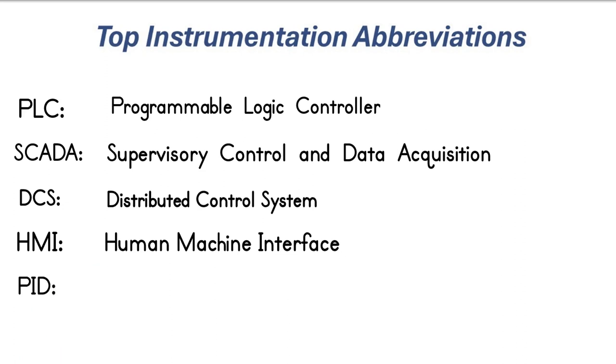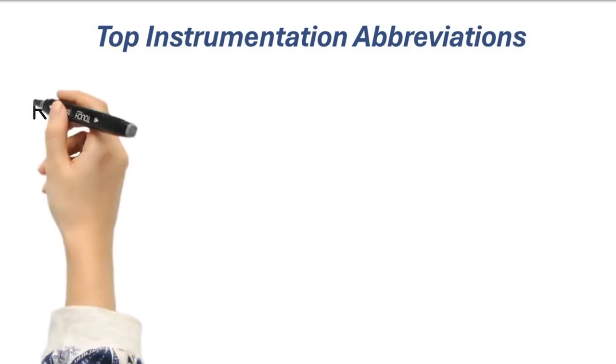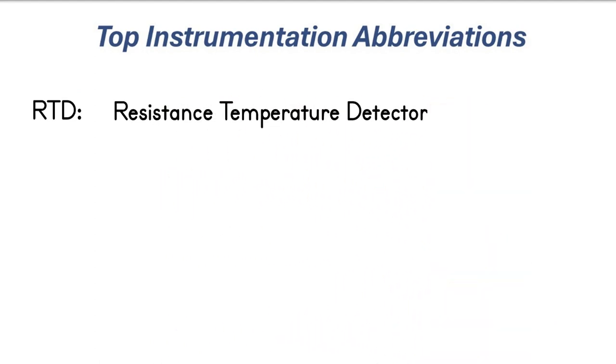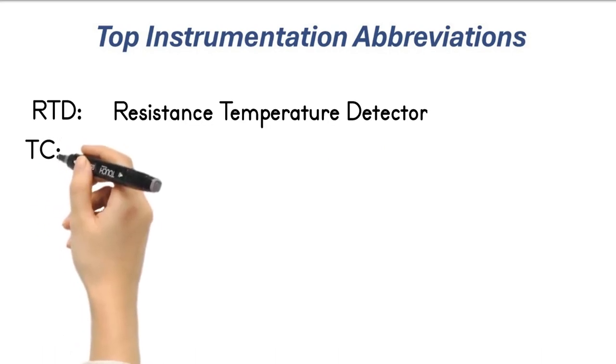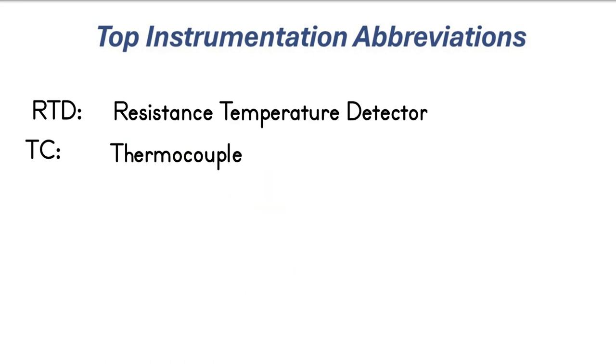PID. PID stands for Proportional Integral Derivative. A control loop feedback mechanism used in industrial control systems. RTD. RTD stands for Resistance Temperature Detector. A sensor used to measure temperature by correlating the resistance of the RTD element with temperature. TC. TC stands for Thermocouple, a temperature sensor consisting of two dissimilar metal wires joined at both ends.